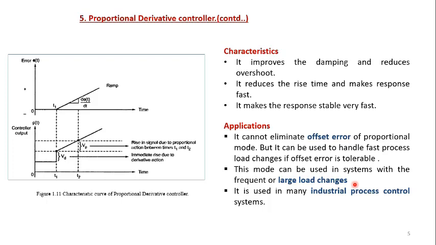This means the process output has frequent load changes, like in process industries where we add chemicals or change the temperature, and we change the process immediately with large inputs. Then we require this type of controller. Hence it is used in many industrial process control systems.